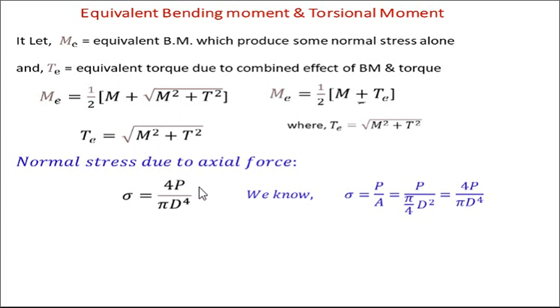If you have to determine the normal stress due to axial force, at that time you can use this simple basic relation: sigma is equal to axial force divided by cross section area. Suppose a circular solid shaft is there, the area is pi by 4 d square. So very simple, this normal stress due to axial force can be determined as 4P divided by pi d square, right?